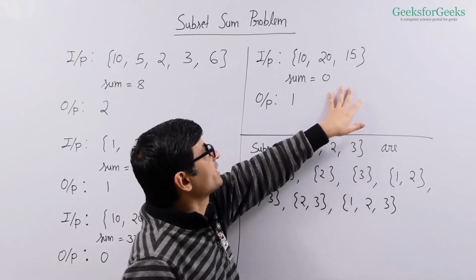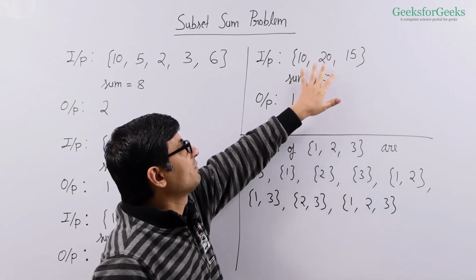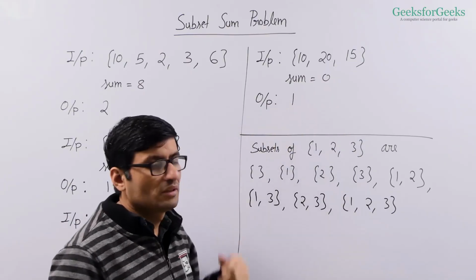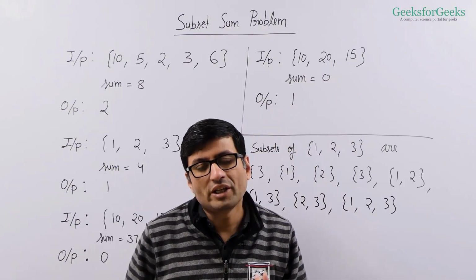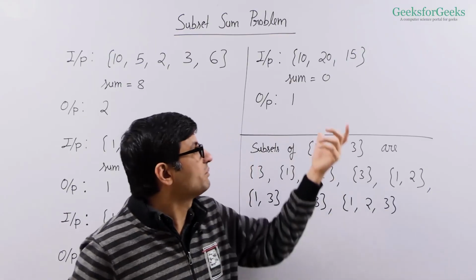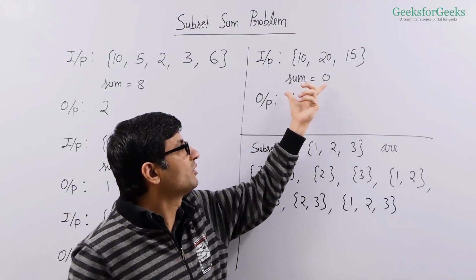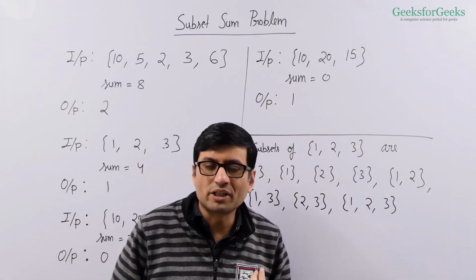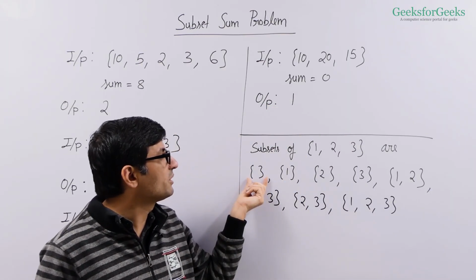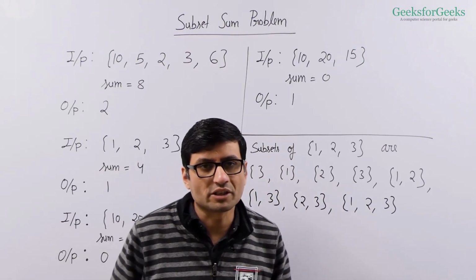Let us see this corner case example. We have a set with 3 elements and sum is 0. Output is 1. Why 1? Because the empty set is also a subset of every set. So if somebody passes sum equal to 0, you can always print the output as 1, because the empty set has sum 0 and the empty set is a subset of every set.